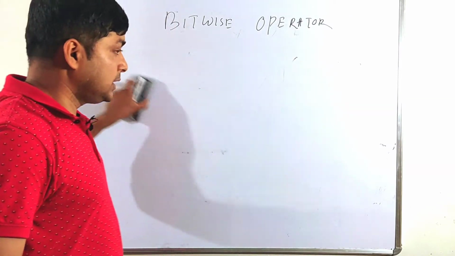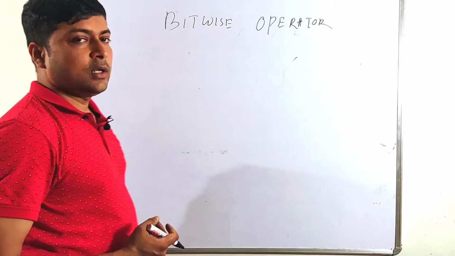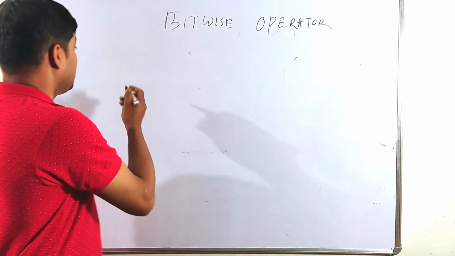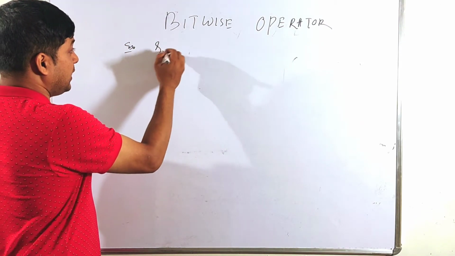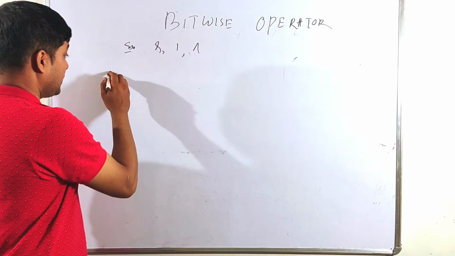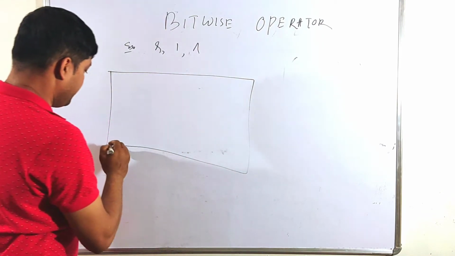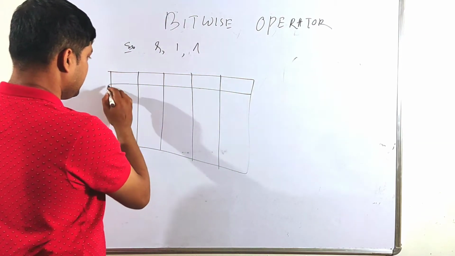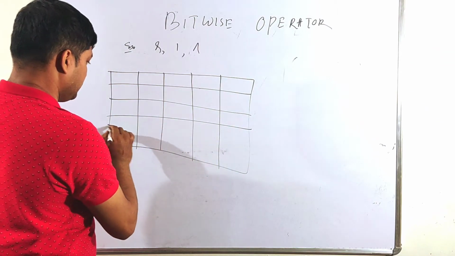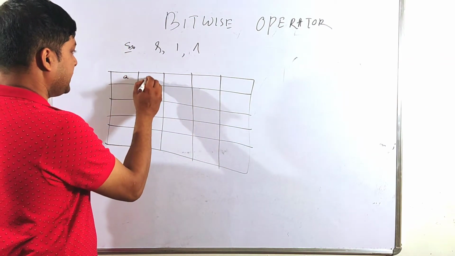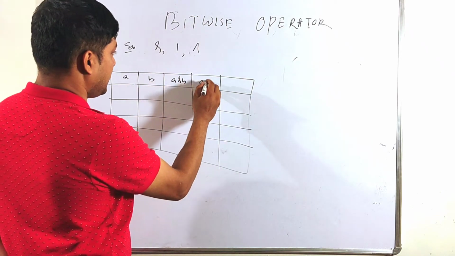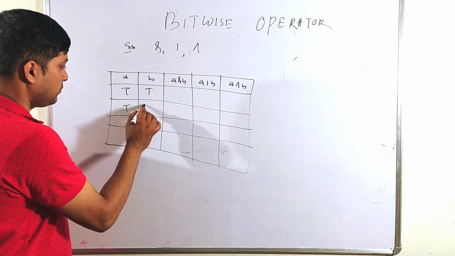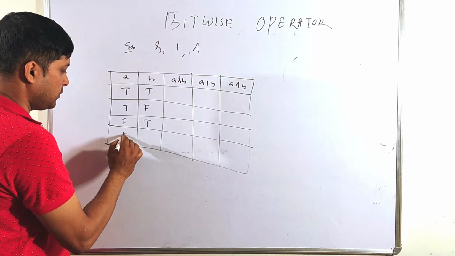You now understand how to convert a decimal value into binary format and a binary value into decimal format. Now let's do the bitwise operator. It was mentioned that AND, OR and XOR are used. So how does it work? With a truth table. Let's make one. I am writing A, B, A AND B, A OR B, A XOR B. First the rows: true true, true false, false true, false false.